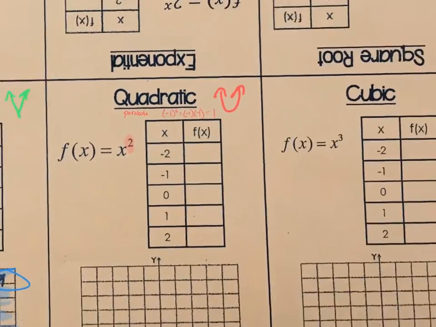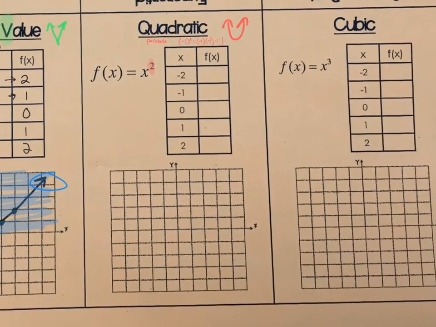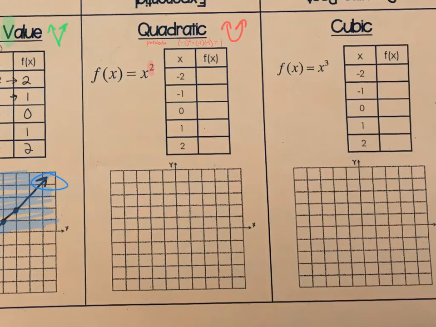So I'm going to go through and fill in this table and this graph. So negative 2 times negative 2, we already did that one up there. 0 times 0, 1 times 1, and 2 times 2. And then we're going to plot these points. So 0, 0, 1, 1, 1, negative 1, and 2, 4. So here is my u.